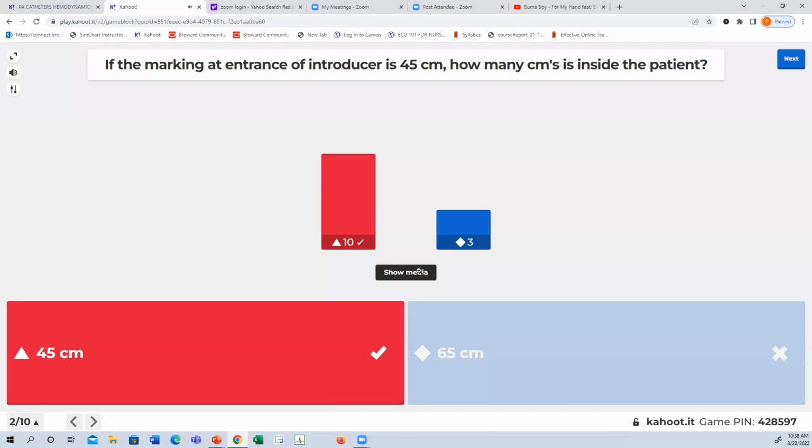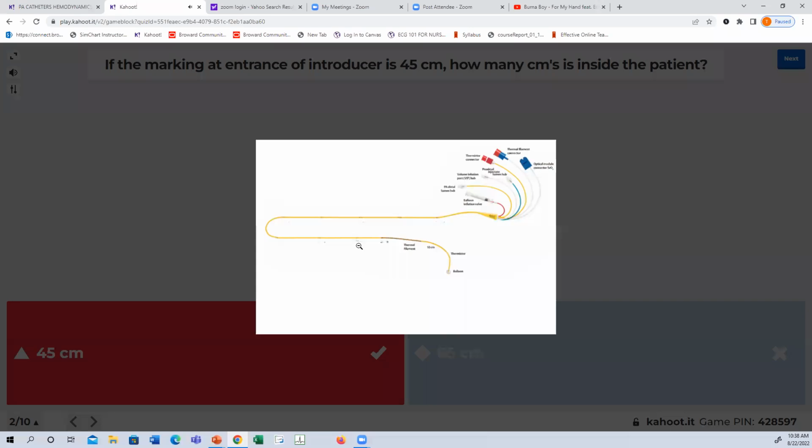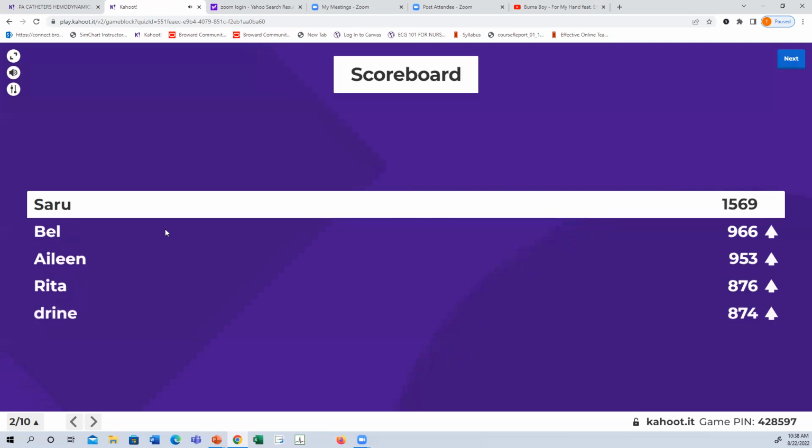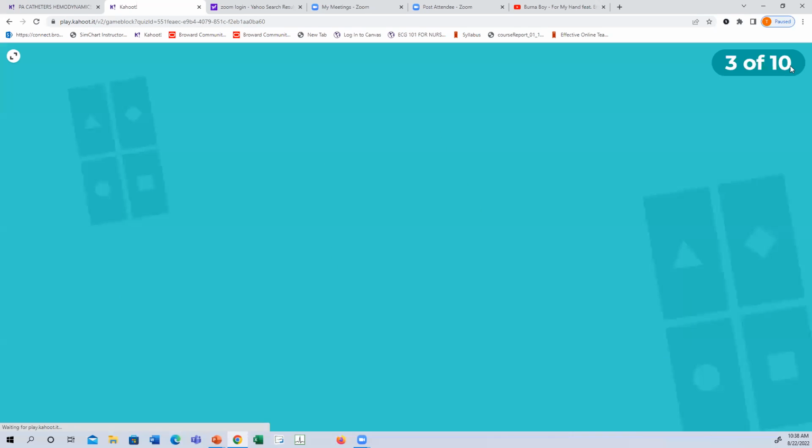Okay, very good. So whatever is displayed in here is actually the amount of centimeter that is inside the patient's body. Okay, so let's see who got that correctly. A lot of you got it correctly, but Saru, Belle, Eileen, Rita, and Ryan were the quickest.